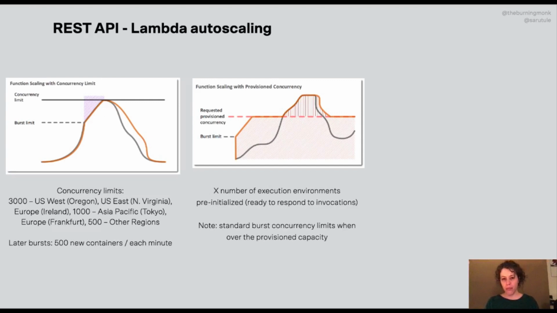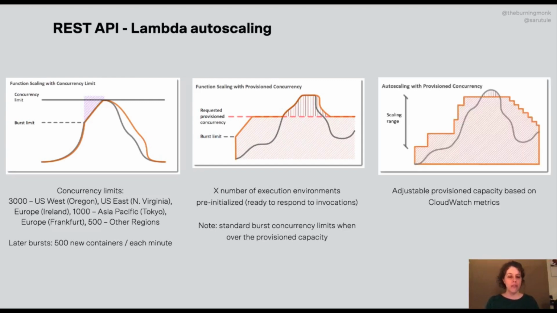The benefit of provision concurrency is the fact that if you are underneath, so below that limit of concurrent execution environments being spun up, below that number, you will no longer have a Lambda cold start, which is a very common situation for AWS users. But also you will no longer witness burst limits. However, over that limitation, you will have to face both problems again.